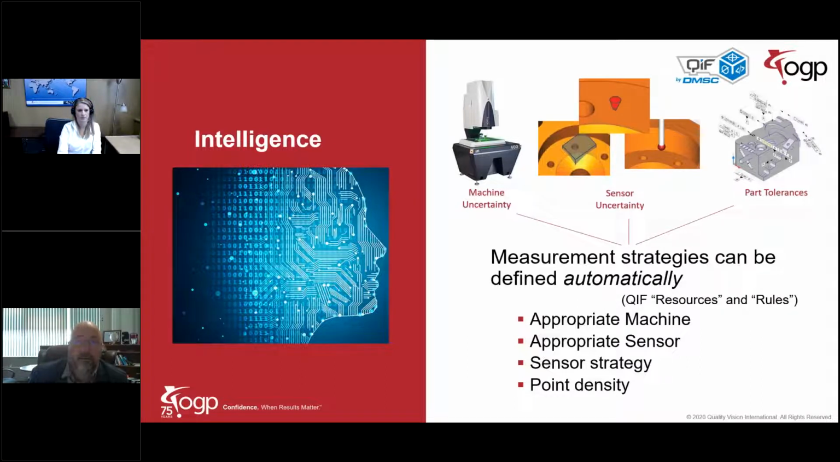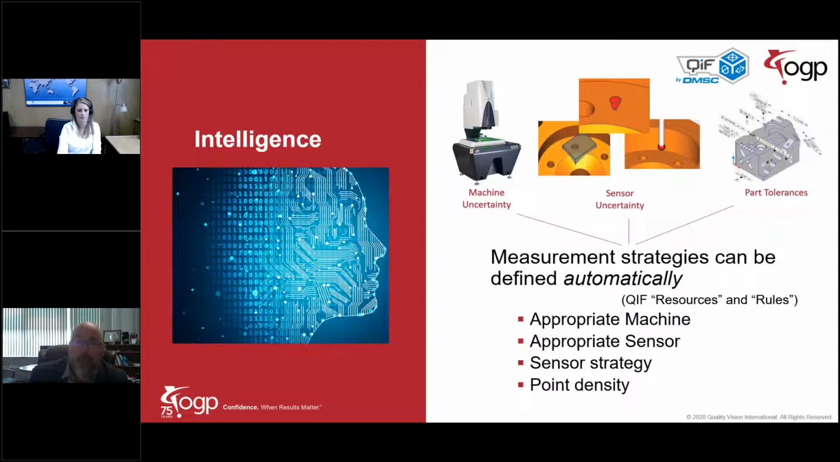It can make decisions on what is the most appropriate machine to measure this part, what is the most appropriate sensor to measure this particular feature and this tolerance, knowing that I have a touch probe and a laser and a video machine on my multi-sensor system. What one's most appropriate? What's going to be fastest and still maintain the accuracy that I need for that tolerance?